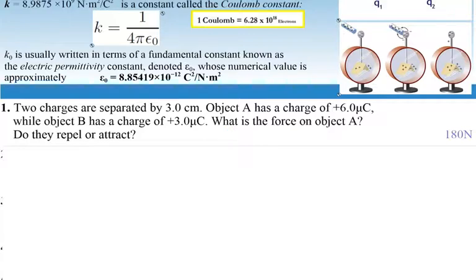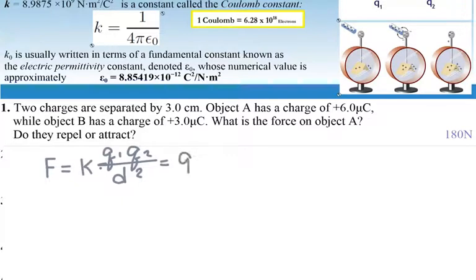So here's the first question from our online lessons. Two charges are separated by 3 centimeters. Object A has a charge of 6 microcoulombs and object B has a charge of 3 microcoulombs. What is the force on object A by object B? Do they repel or attract? Coulomb's law says the force of attraction or repelling is equal to k, charge of the first one, charge of the second one, over the distance between them squared.